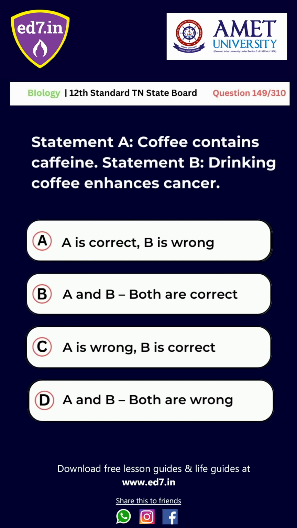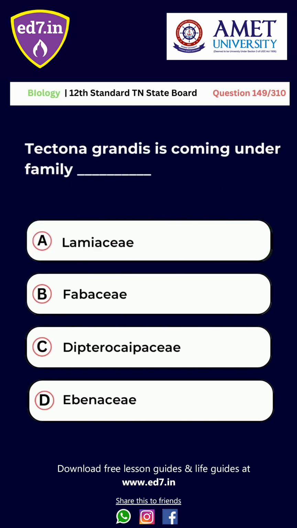And the answer is option A. A is correct, B is wrong. Question number 150. Tectona grandis is coming under family. Option A. Lamiaceae, B. Fabaceae, C. Dipterocarpaceae, D. Ebenaceae. And the right answer for this question is option A.